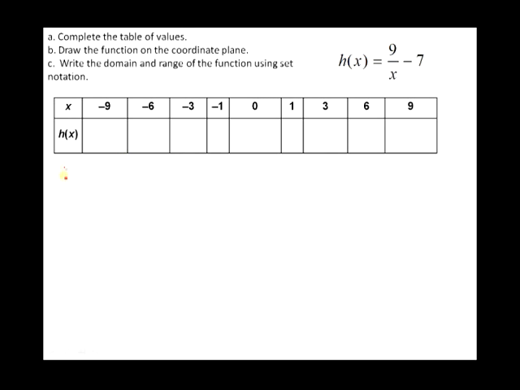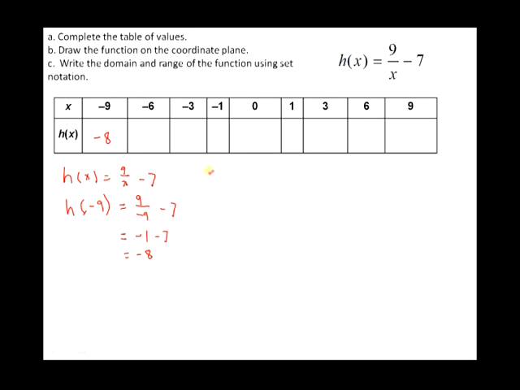Right, so h of x equals 9 over x minus 7. We need to find h of negative 9. Basically, what is h of x when x is negative 9? We just replace x with negative 9: 9 divided by negative 9, minus 7. Well, 9 over negative 9 is just negative 1. Negative 1 minus 7 equals negative 8. Voila! We've got one of these boxes filled in right there.